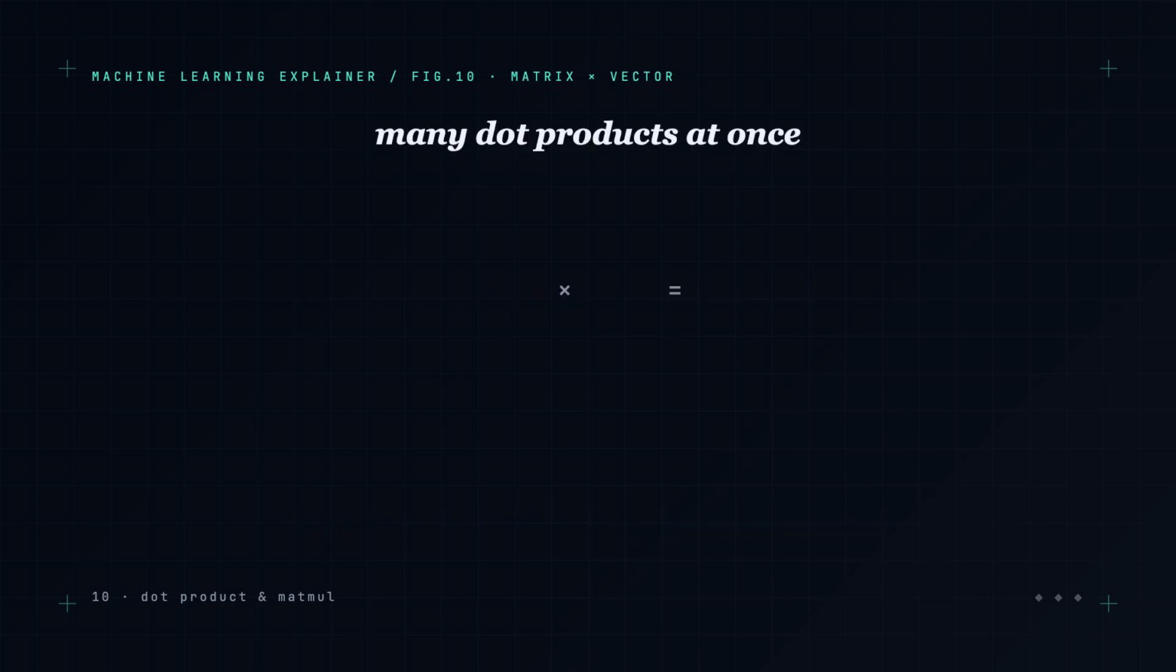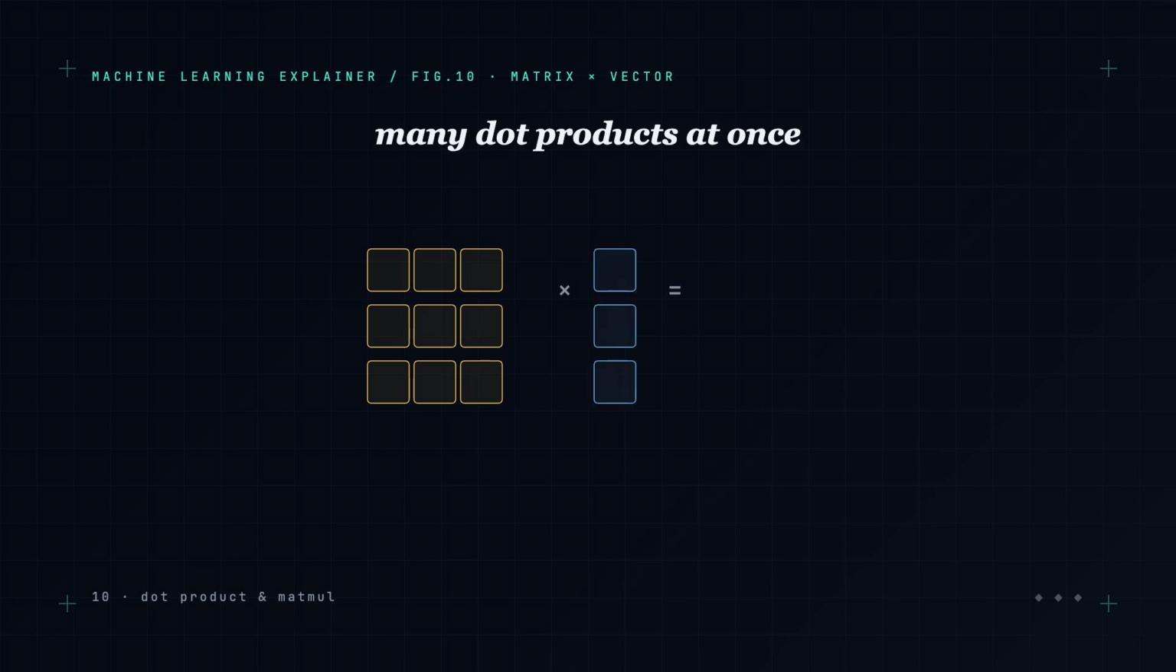So what's a matrix times a vector? Just many dot products at once. Take each row of the matrix, dot it with the vector, and that gives you one number of the output. A matrix with 100 rows produces 100 dot products. 100 neurons, each checking the same input against its own weights. One matrix vector multiply is one whole layer firing.